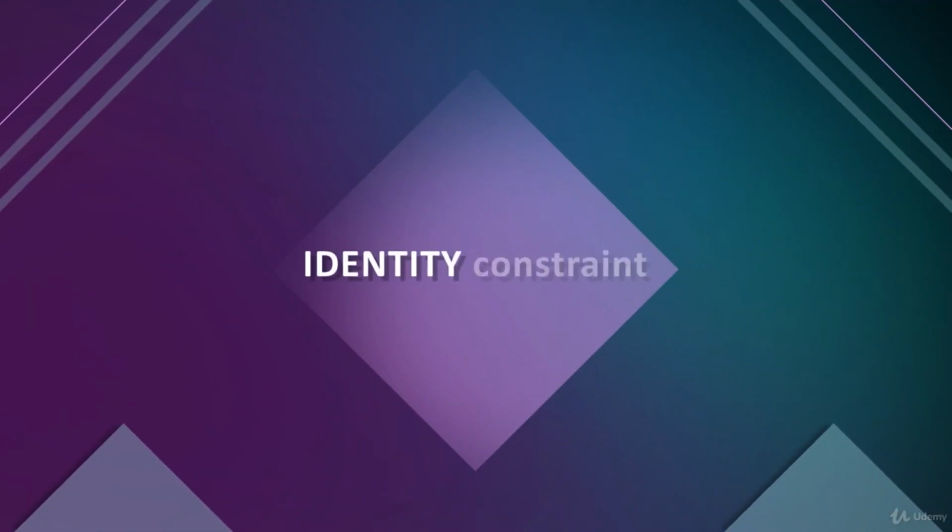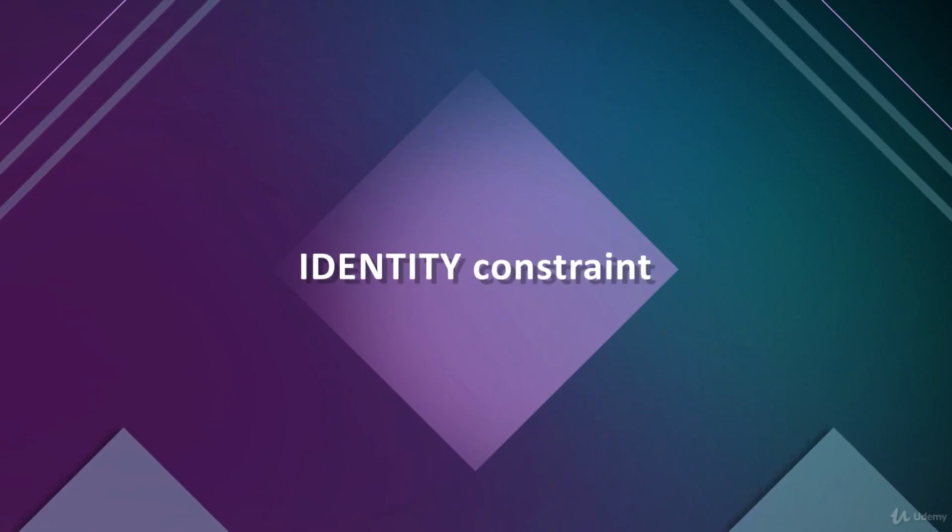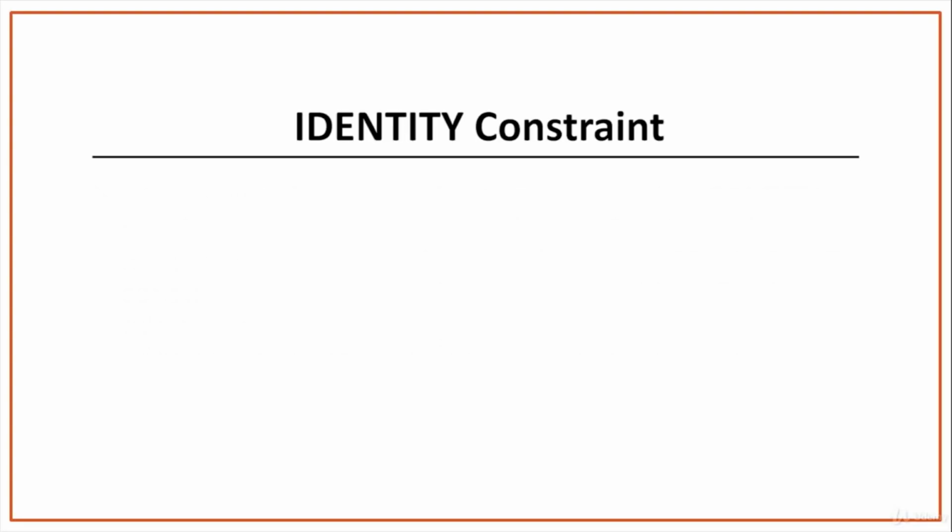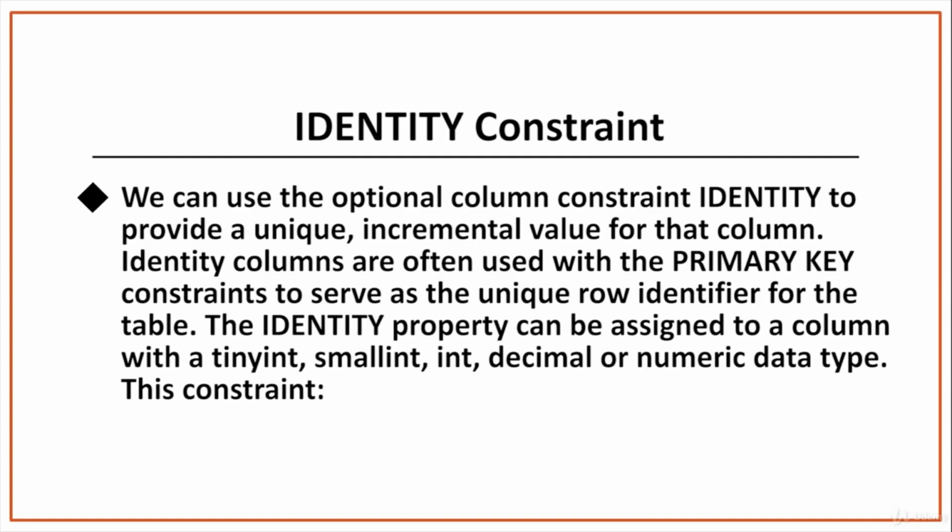Identity constraint. We can use the optional column constraint identity to provide a unique incremental value for that column. Identity columns are often used with the primary key constraints to serve as the unique row identifier for the table. The identity property can be assigned to a column with a tinyint, smallint, decimal, or numeric data type.